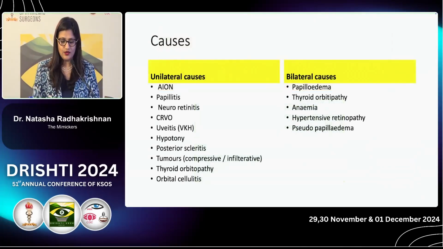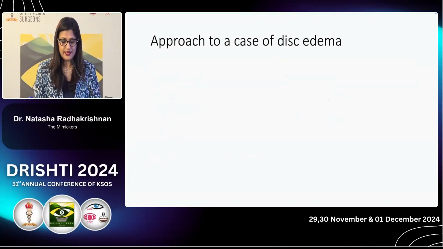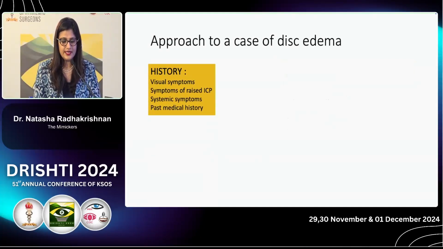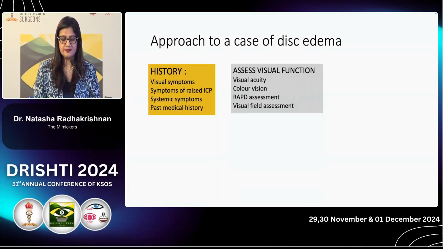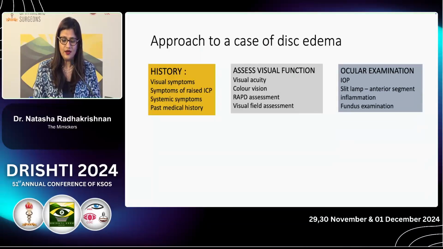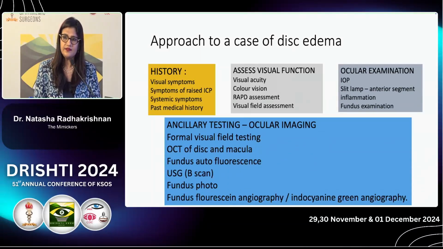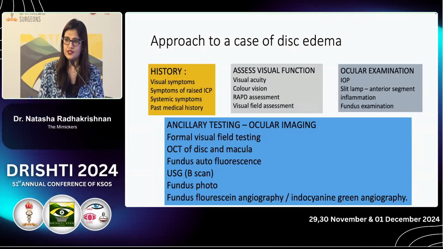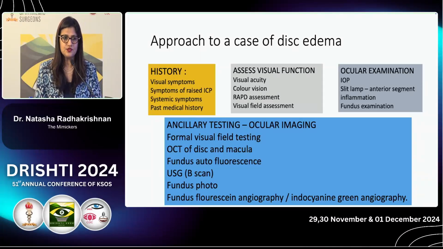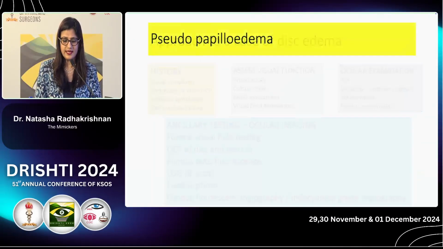So we have already gone through the causes, so I'm not going into that. An approach to a case of disc edema, we said history: the symptoms of raised ICP, systemic symptoms, then assess visual function, ocular examination, and then we come to the ancillary testing, which is ocular imaging. So you can have a visual field that helps you, OCT of the disc and the macula, fundus autofluorescence, ultrasound, photography, and fluorescein angiogram or the ICG angiography.